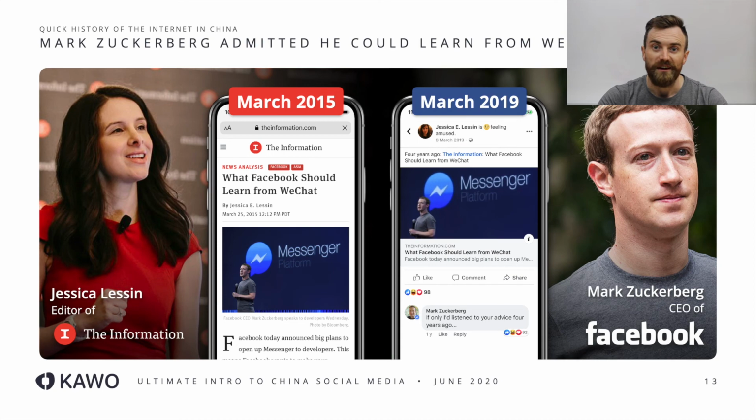One great example of how China is in fact ahead is this quote from Mark Zuckerberg. In 2015, Jessica Lessin, the editor of The Information, wrote an article telling Facebook everything they could learn from WeChat. And then 4 years later, in March 2019, Mark Zuckerberg wrote his open letter to the community, telling them about his vision for Facebook. Jessica commented on her Facebook how similar it was to a lot of the things that she'd recommended back in 2015. Mark commented on her post saying, "If only I'd listened to your advice 4 years ago." So it's clear Mark Zuckerberg thinks he can learn from China.